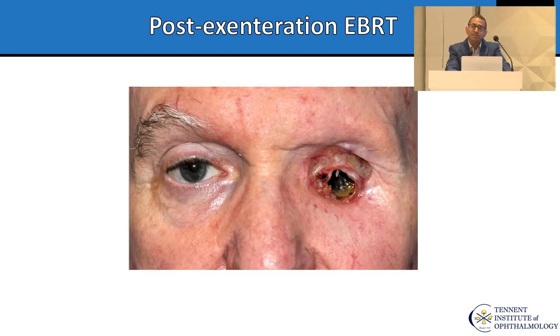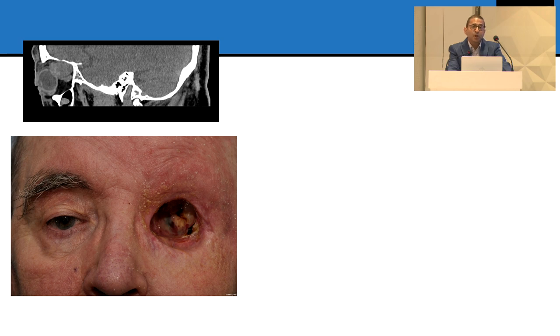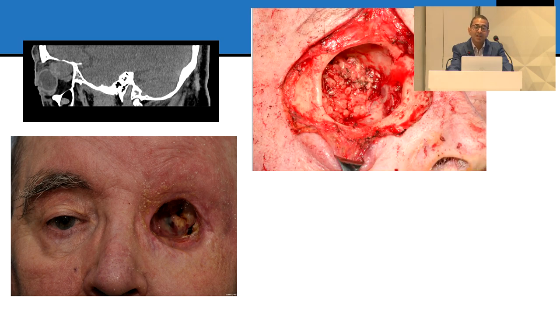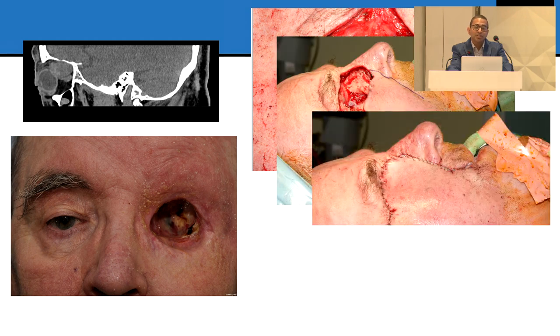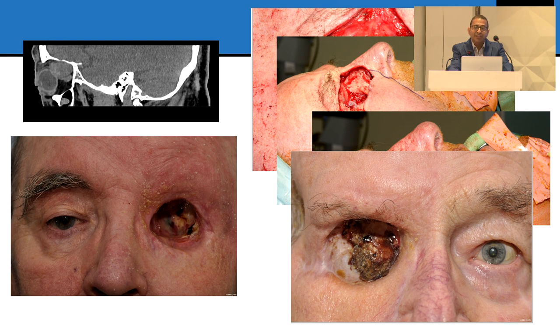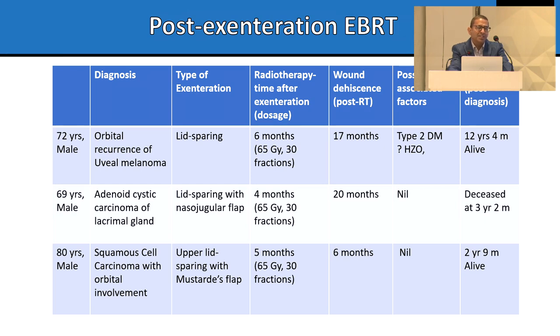Let's go back to our patient. Post-exenteration EBRT, resulting in a wound dehiscence. We then had 2 more cases: an adenoid cystic carcinoma, lid-sparing exenteration, radiotherapy, and then a wound dehiscence. This was a patient with a squamous cell carcinoma who underwent an exenteration, reconstruction using flaps, and then 6 months after radiotherapy, another wound dehiscence. So if you look at these 3 patients, there's really very little common amongst them. Perhaps one thing, or maybe 2.